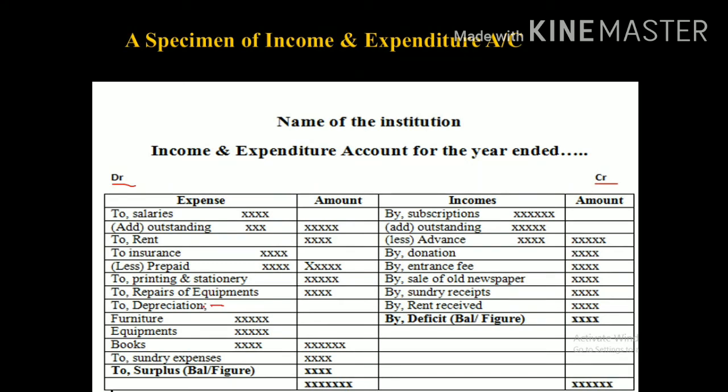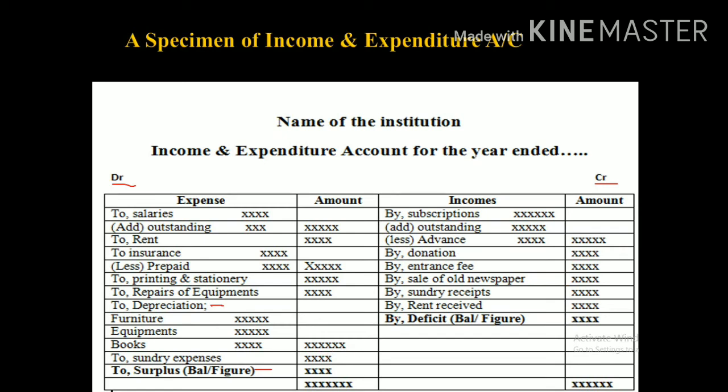The balance is either a deficit or a surplus. The term surplus means it is the balance. Actually, the surplus is the balancing figure. Surplus means the total of the income side is greater than the expenditure side. Then the balance will be known as surplus.